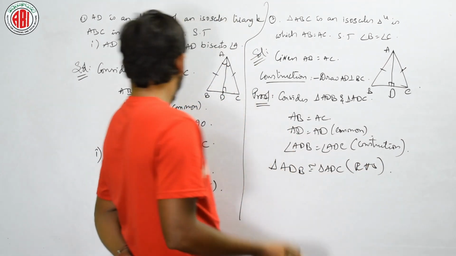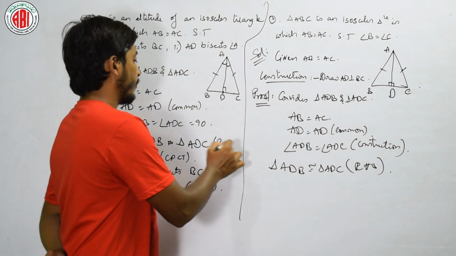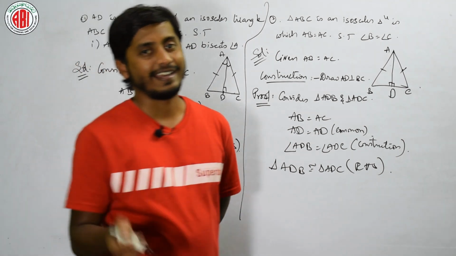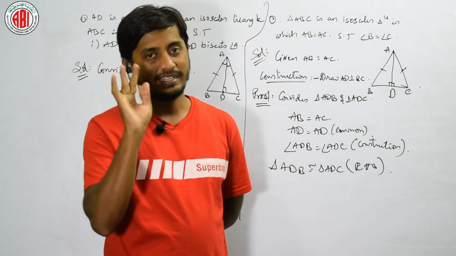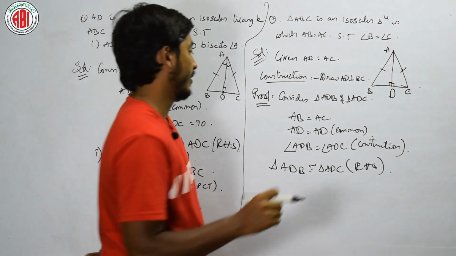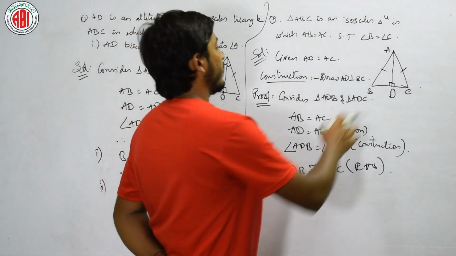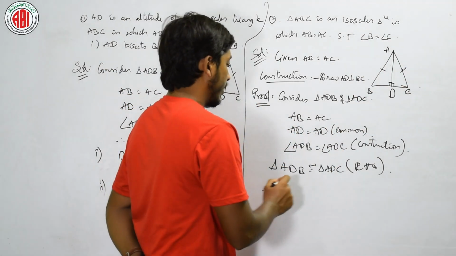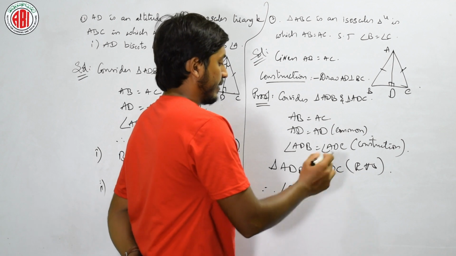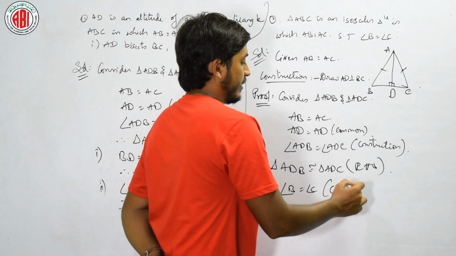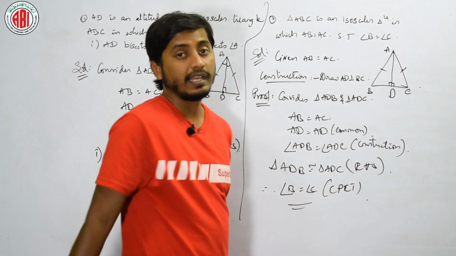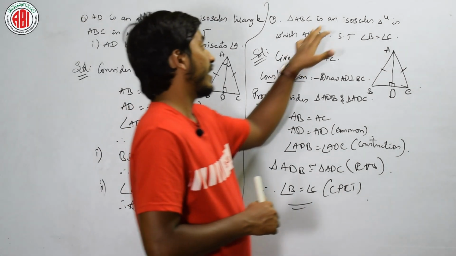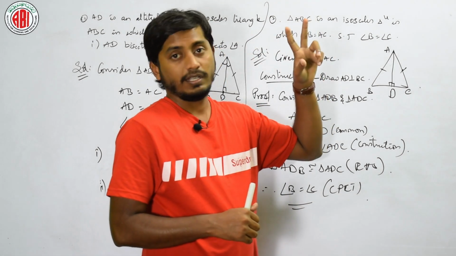RHS congruency. Even here also you have to specify it, by RHS congruency. RHS is not right hand side, it is right angle, hypotenuse, side. Three things. Is it clear? If you observe, both the triangles are congruent to each other. Therefore, angle B is equal to angle C by CPCT. Clear?